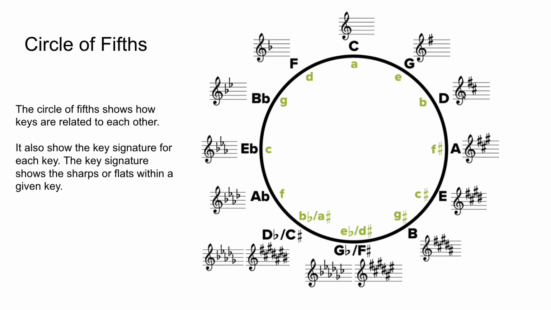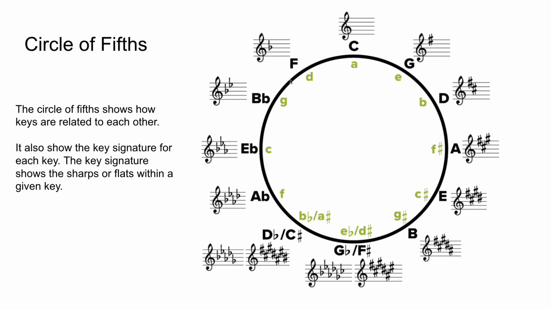If I do that with D major, I'm going to need an F sharp and a C sharp. If I'm going to play A major and I follow my major scale pattern, I'm going to need F sharp and C sharp and G sharp. And you'll find that these sharps accumulate as you go round, as you go clockwise around the circle of fifths.